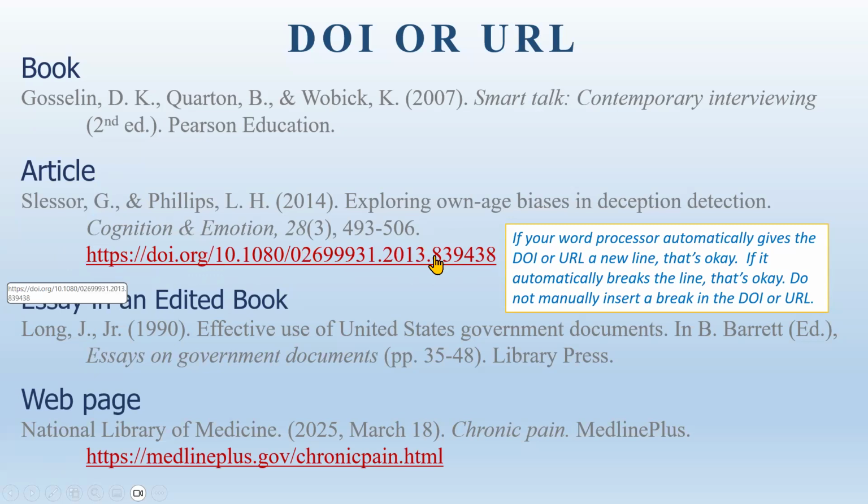If your DOI breaks across a line, that's fine. If it forces itself onto a new line, that's fine. Just however your word processor formats them, leave it alone. Do not put periods at the end of a URL. Why? Because it could interfere with the functionality of the web address, okay? And you want it to be a functional link. Similar thing down here with the web page. I need to indicate its address on the web. So here I have the URL. Again, no period at the end of a URL because it can affect the functionality.